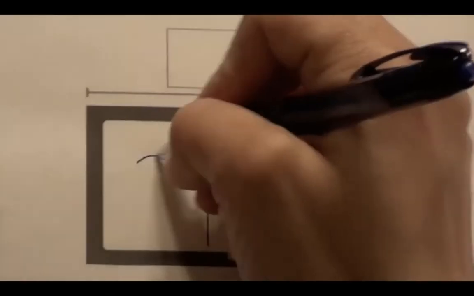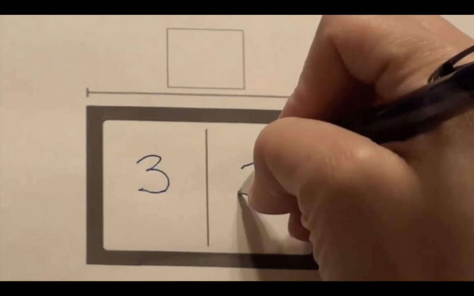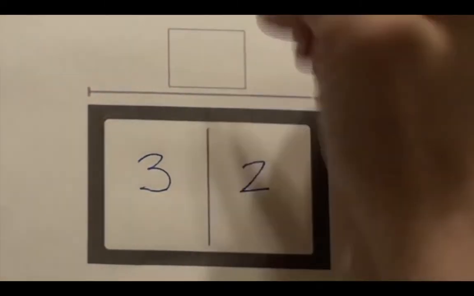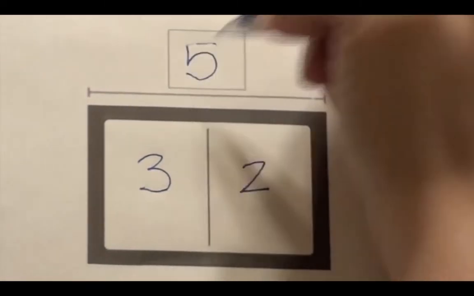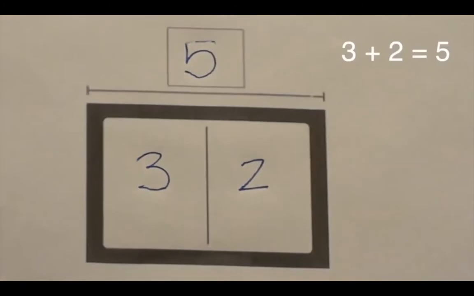This example shows 3 and 2 as the parts, which add together to create a whole of 5. We would write this sentence, 3 plus 2 equals 5. We can also create another addition sentence by flipping the two parts. We call that the turnaround fact. In both sentences, the parts add up to the whole.